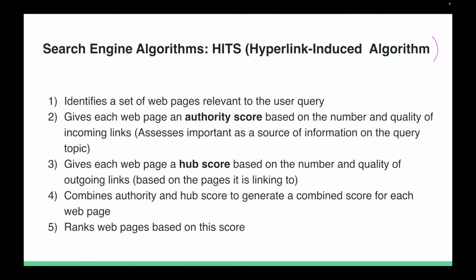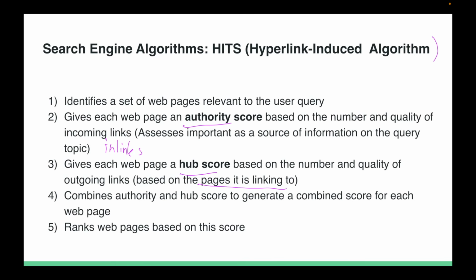Then it's going to give each web page an authority score based on the number and quality of incoming links or inlinks. It's also going to give each web page a hub score based on the number and quality of outgoing links, based on the pages it's linking to. So is it linking to authoritative websites of high quality or not? So yeah, unlike the PageRank algorithm, the HITS algorithm is taking outlinks from a particular website into consideration. So it's getting a score both on the number and quality of incoming links and outgoing links.